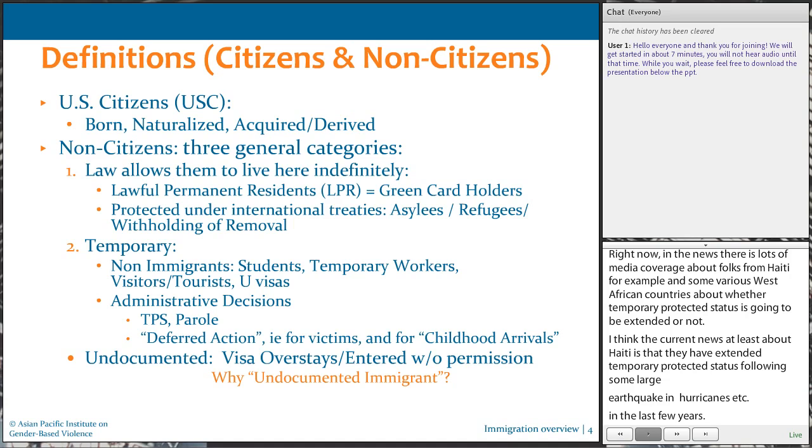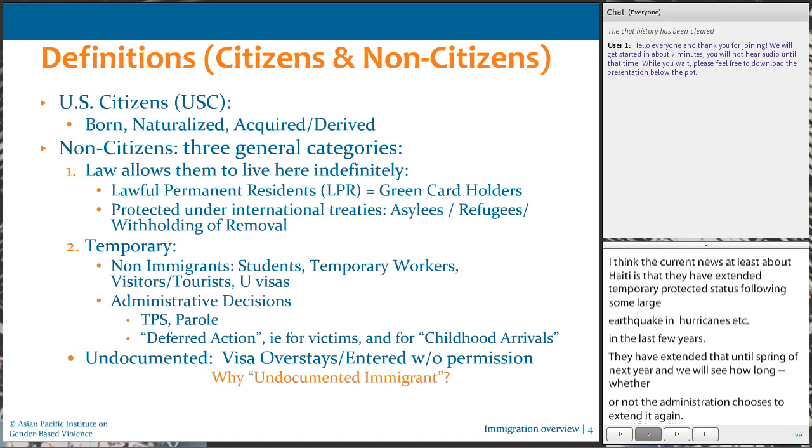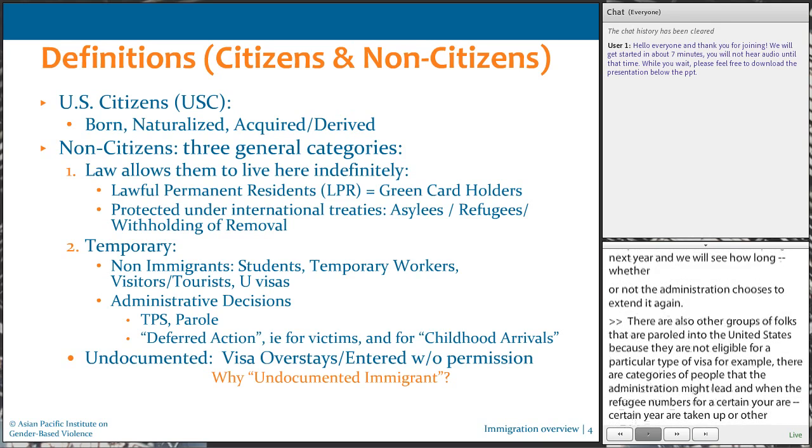There are also other groups of folks that are paroled into the United States because they're not eligible for a particular type of visa. For example, there are categories of people that the administration might let in when the refugee numbers for a certain year are all taken up, or other categories of folks that the administration might decide to let in for healthcare reasons or other humanitarian reasons. But that is also another administrative decision that the executive branch may decide.